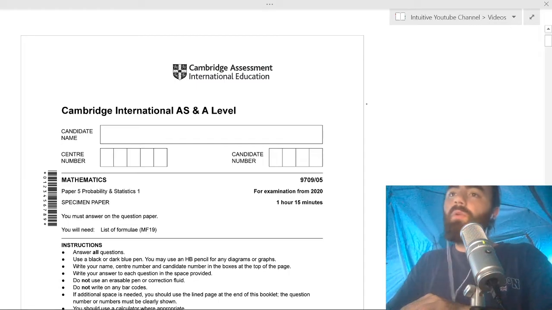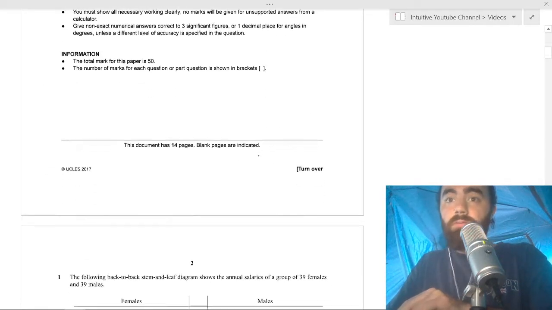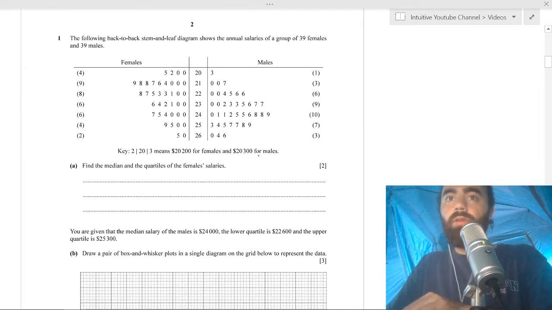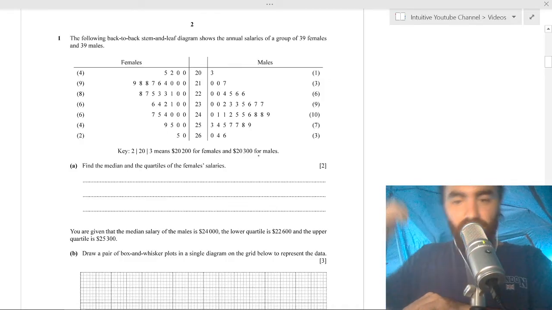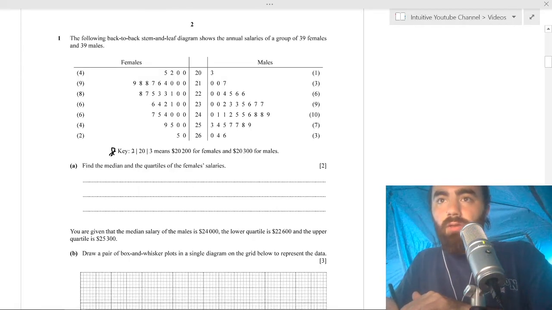Hello, and today we will be doing the 2020 new SPEC Probability and Statistics 1 paper. Let's not muck about here, let's get straight in with the first question, which is as follows. The following back-to-back stem and leaf diagram shows the annual salaries of 39 females and 39 males. And you have the key here, which tells you how to interpret this back-to-back stem and leaf diagram.